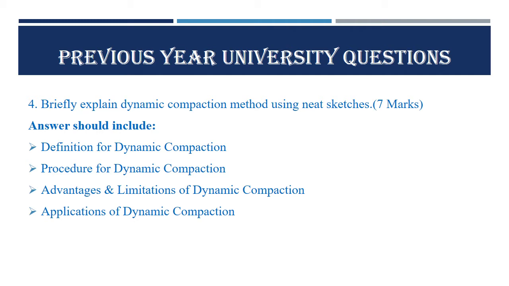So you have to specify what is dynamic compaction, that is the definition for dynamic compaction. Then you have to describe the step-by-step procedure for dynamic compaction. List out any 5 advantages of dynamic compaction and any 5 limitations of dynamic compaction. List out any 5 applications of dynamic compaction. So your answer should contain the definition for dynamic compaction, procedure for dynamic compaction, 5 advantages and 5 disadvantages of dynamic compaction, 5 applications of dynamic compaction.